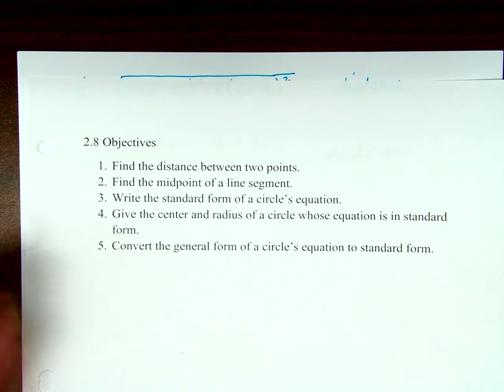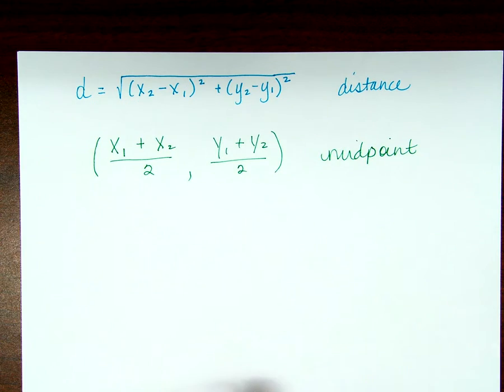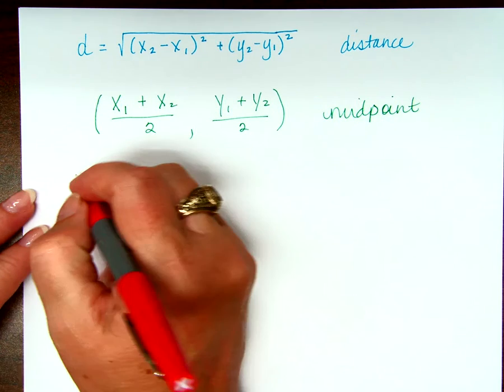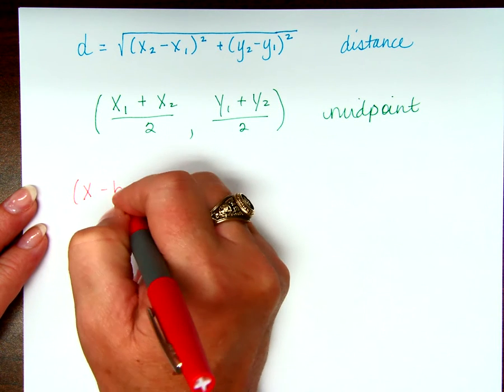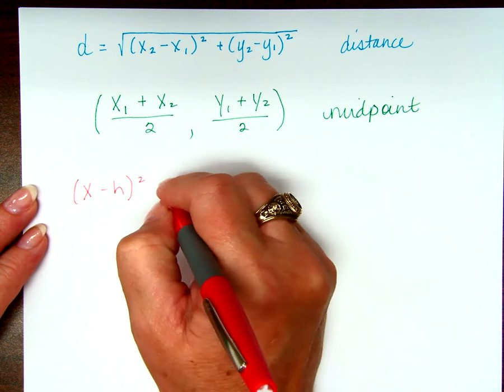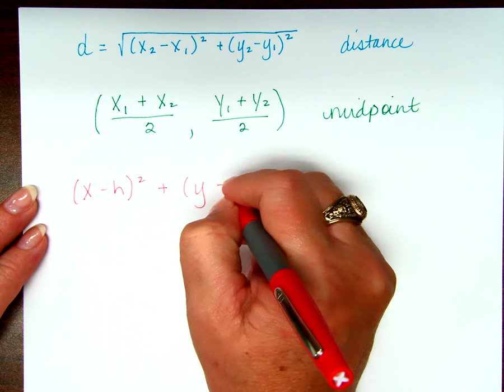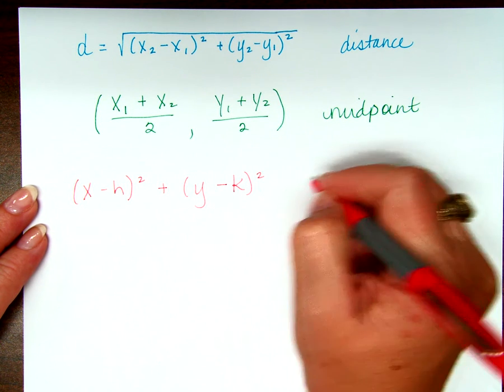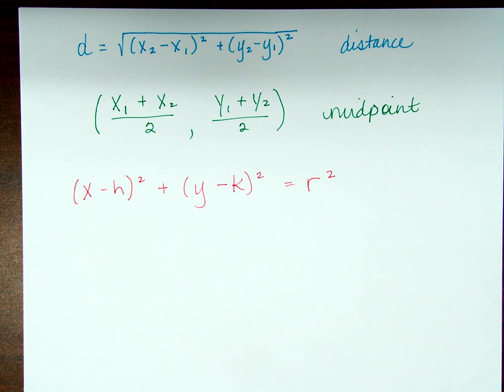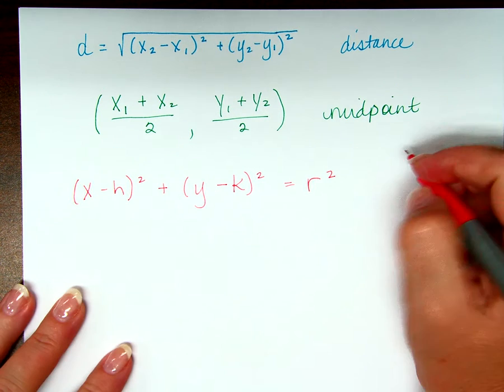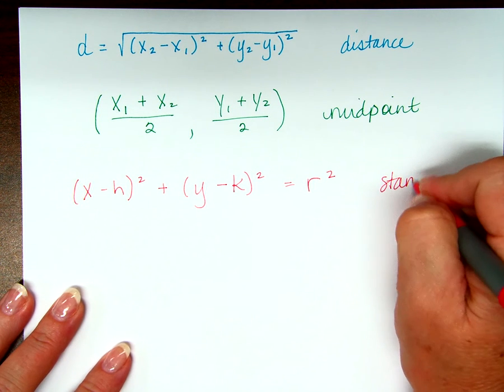3 is write the standard form of a circle's equation. So first of all, when we talked about this in Algebra 2, we called this the vertex form. Okay? They call it standard form. So when I write it for you, I bet you recognize it. Because like I said, we did talk about it. We just called it something different. They call it standard form.